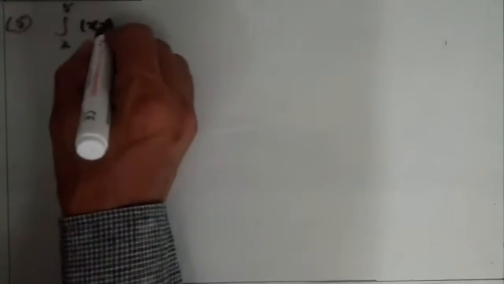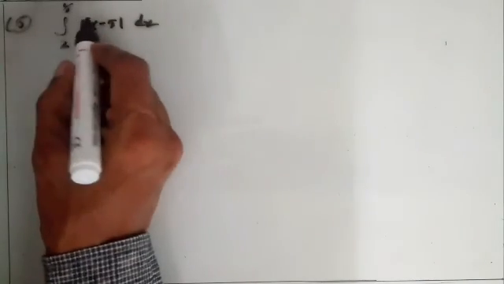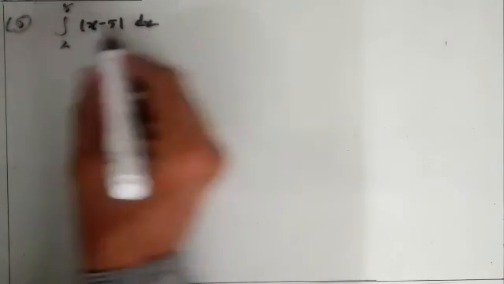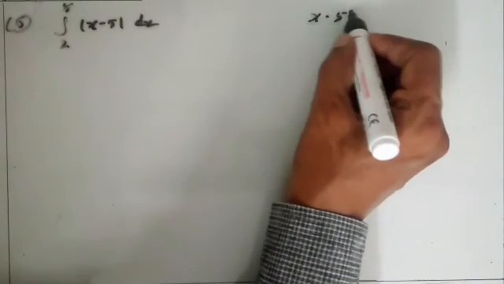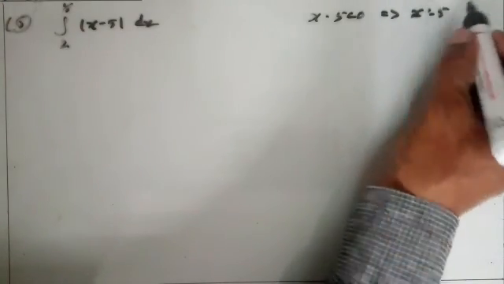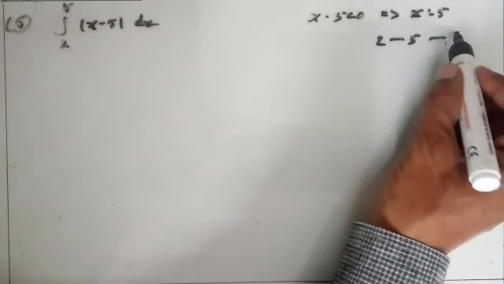Now question number 6. Integral from 2 to 8 of mod of x minus 5 dx. x minus 5 is equal to, say, 0. This implies x is equal to 5. So 2 to 8 is divided into two parts: 2 to 5 and 5 to 8.